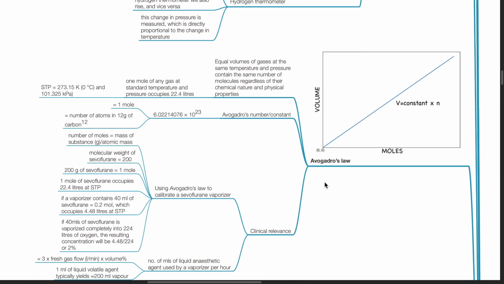Avogadro's law. Equal volumes of gases at the same temperature and pressure contain the same number of molecules regardless of their chemical nature and physical properties. 1 mole of any gas at standard temperature and pressure occupies 22.4 liters, where STP equals 273.15 Kelvin and 101.325 kPa.